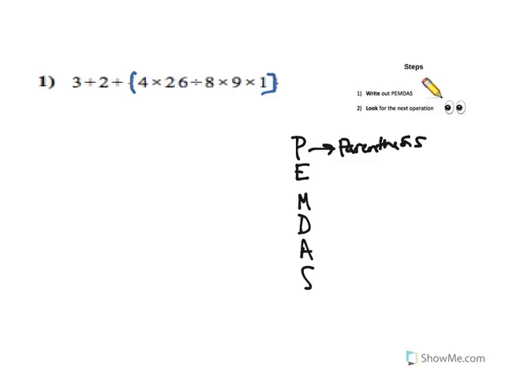So here, inside of the parentheses, I see these operations. Inside of the parentheses, I do multiplication first. 4 times 26 gives me 104. 8 times 9 gives me 72. Times 1 gives me 72. I divide 104 by 72, and I get 104 over 72.